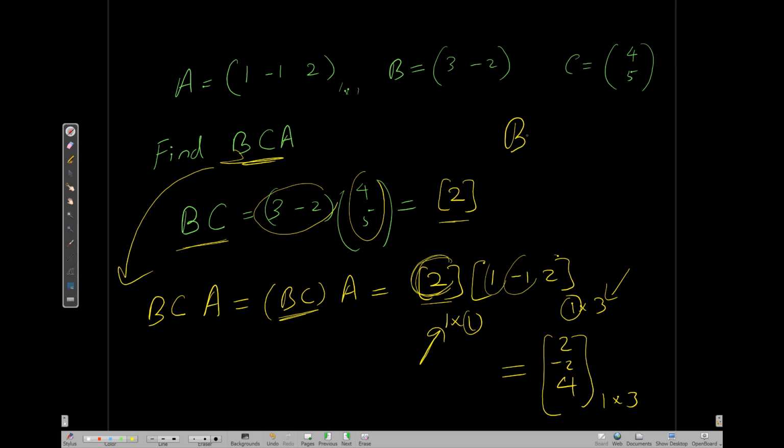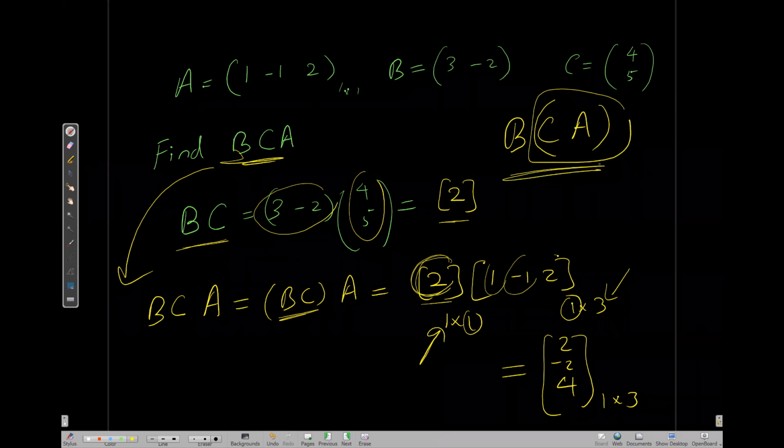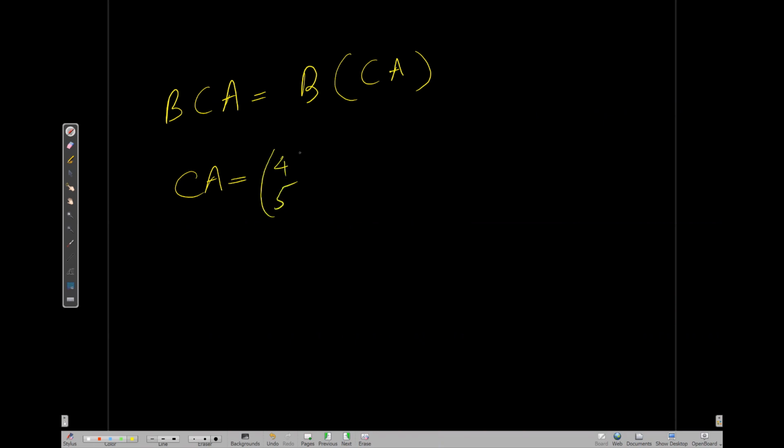Now there's another way. What if somebody tries to do this? Find CA first, and then multiply it by B. In this order, you must get the same result. Let's check that. So BCA, in this case, what I'm going to do is B times CA. So first I will find CA. My C is 4, 5, and my A is 1, negative 1, 2.